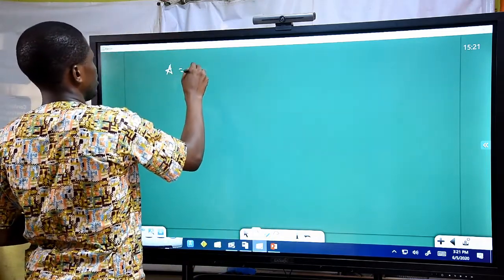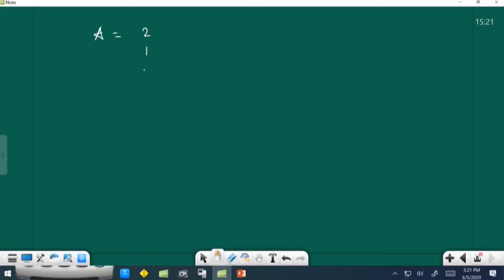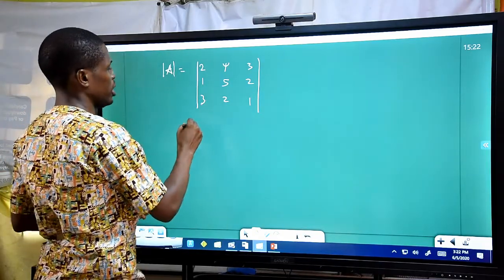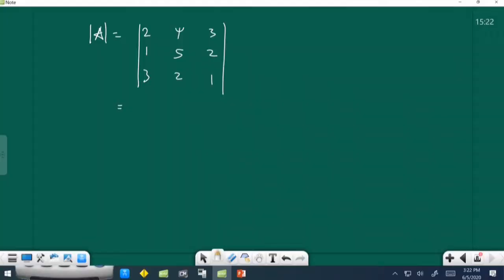Okay, let me just look at one example. We are given a matrix of this nature: 2, 1, 3, 4, 5, 2, and 3, 2, 1. And we are looking for the determinant of matrix A. To find the determinant of matrix A, you can use what we call the Sarrus Rule to do that.